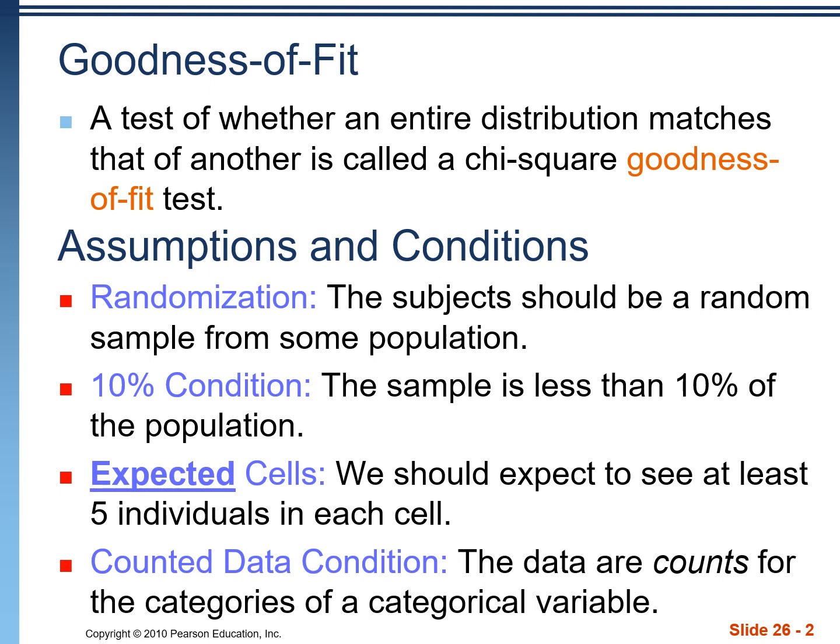Assumptions and conditions: we still check randomization and 10%. We want to see, do the expected cells in our distribution all have values greater than or equal to 5? We'll be working with a table, and we want to make sure all those values have expected values that are larger or equal to 5. And lastly, all the tests in this chapter need to start as counts of categorical data.